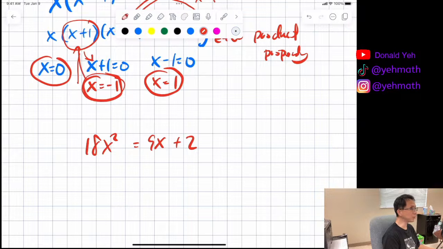So we still have to review those factoring skills. Do you know your factoring skill? You've got to know how to factor.